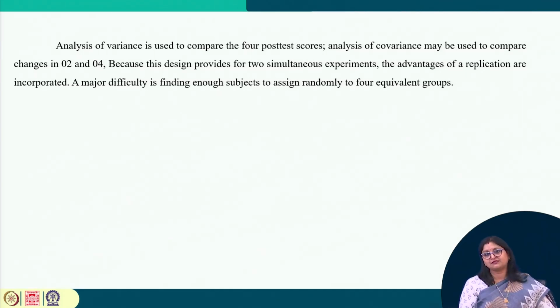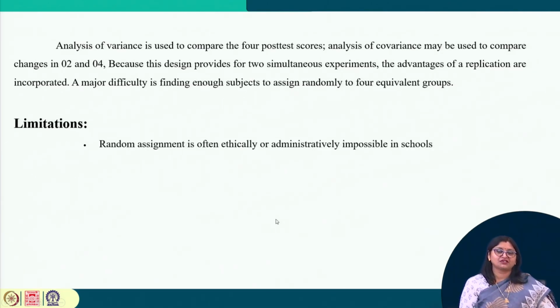Analysis of covariance may be used to compare changes in O2, O4 because this design provides for two simultaneous experiments. The advantages of replication are incorporated, and a major difficulty is finding enough subjects to assign randomly to four equivalent groups. This is the practical difficulty in this research design. So, there are limitations to implement this design.